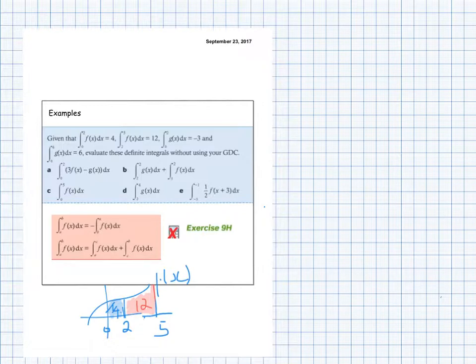I'd like you to pause the video here. You have seen a few examples. Now I'd like you to have a go at D and E yourselves before watching the rest of the video.